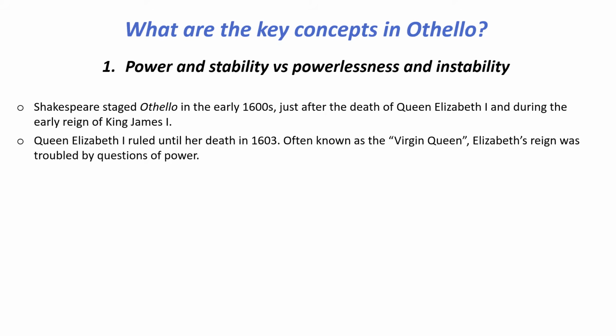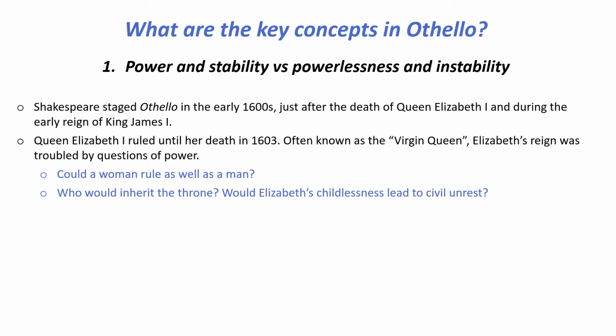But Queen Elizabeth I ruled until her death in 1603, and she was known as the Virgin Queen. So she wasn't married and she didn't have any children. And because of that, her reign was troubled by questions of power. So firstly, could a woman rule as well as a man? You know, could an emotional woman with different biological needs and all of that rule as well as a man? Now, it's going to sound ridiculous to us today because of course they can, of course we can, but at the time it was a question that was much discussed. You know, would a woman be able to make a rational decision in a moment of stress?